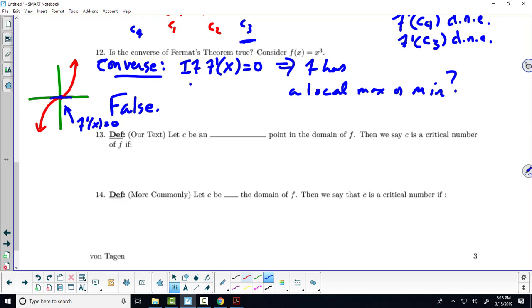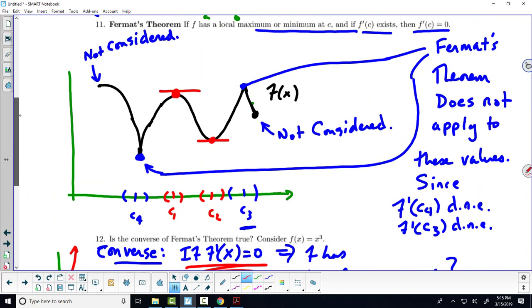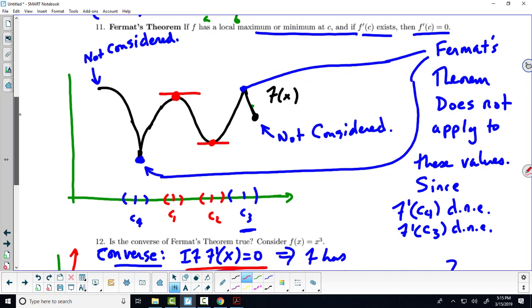Okay. So here we have a place where the derivative is 0. Do we have a local max or min there? No, we don't. We've just got what's called an inflection point there. We'll talk about that later. But here we see an example where the converse of Fermat's theorem is not true. So just because the derivative equals 0 does not mean you're going to have a local max or min. Remember what Fermat's theorem said, though. It said if you have a local max or min, and the derivative exists, then that derivative must be 0.